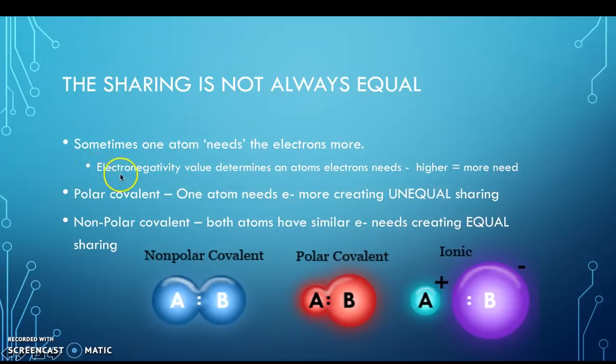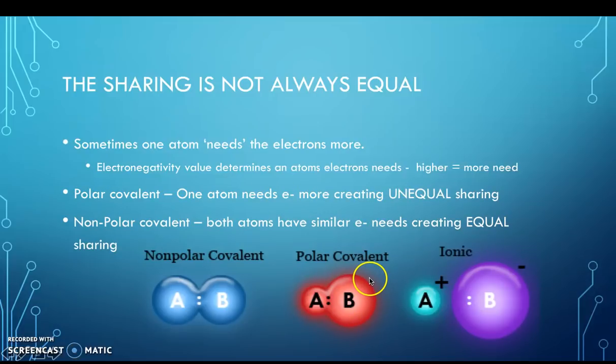Okay, we can determine which one needs the electrons more by the electronegativity value. We've been talking about electronegativity here in the last few units. We have those periodic tables that show the different electronegativity values. If we have a higher electronegativity value, that means that element has more need. So polar covalent bonds means one atom needs the electrons more, creating an unequal sharing.